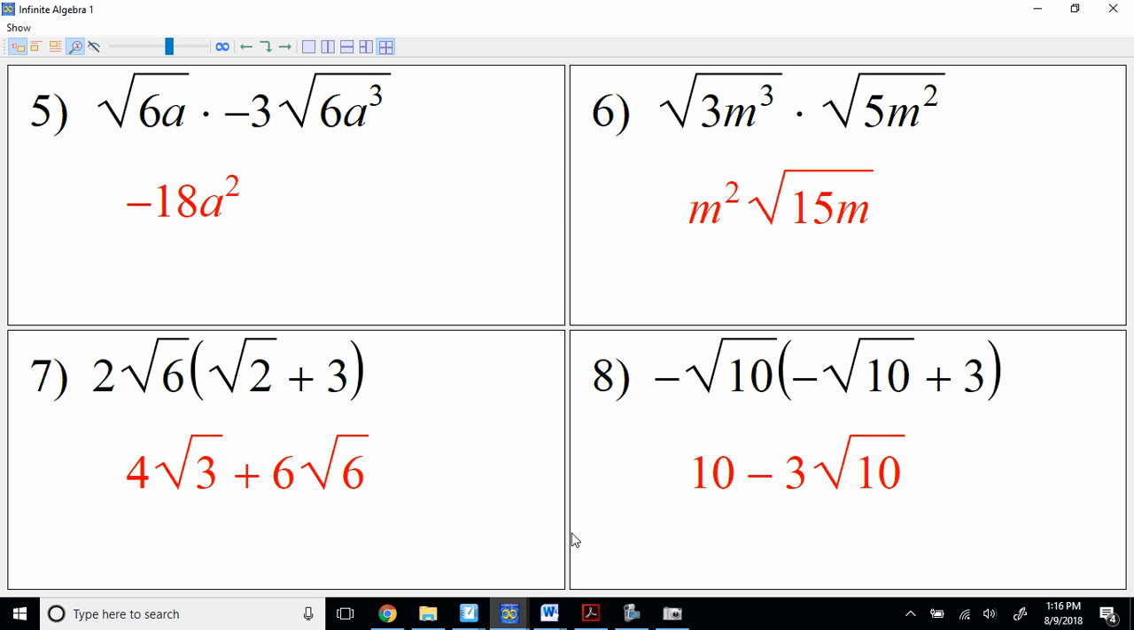8 is distributed. I'm going to tell you something. On the quiz tomorrow, you are going to do a distributive. Every bit of this that you've done this week will be on the quiz tomorrow. Okay?